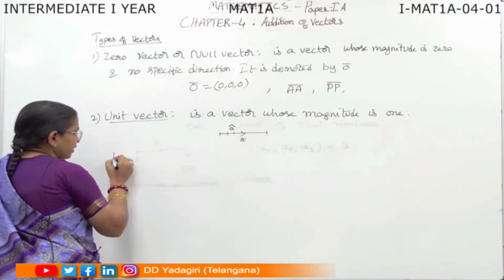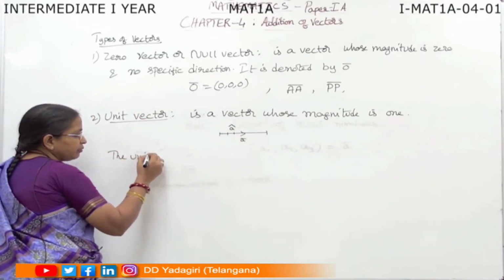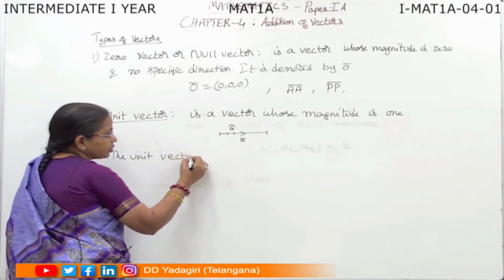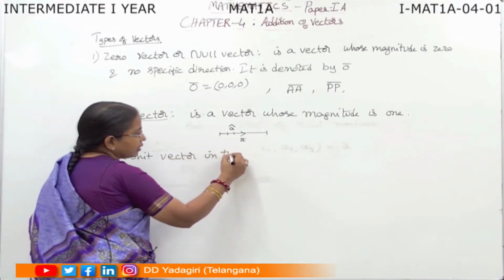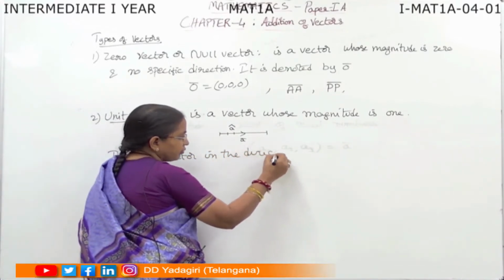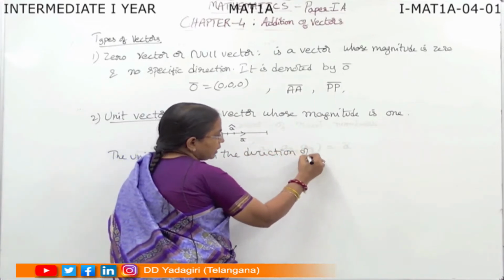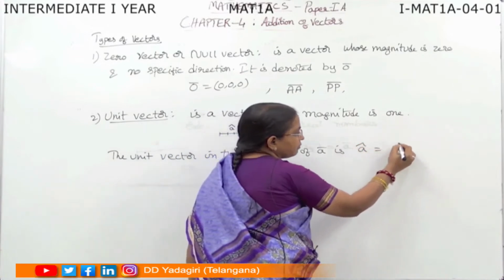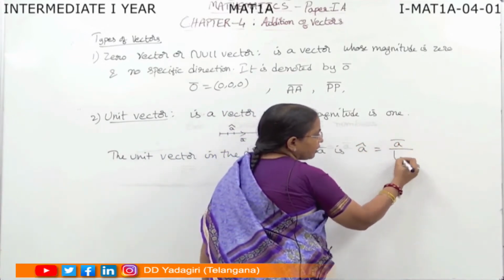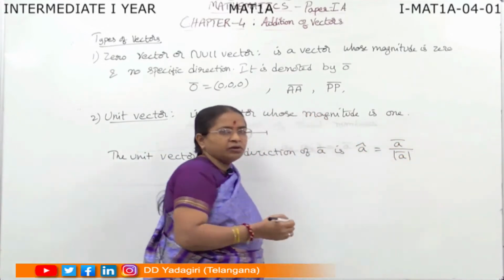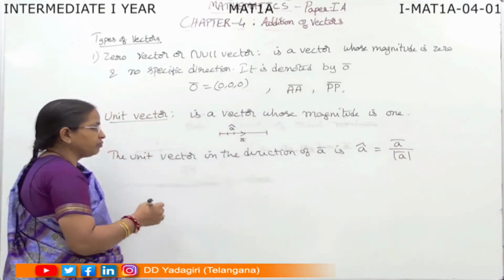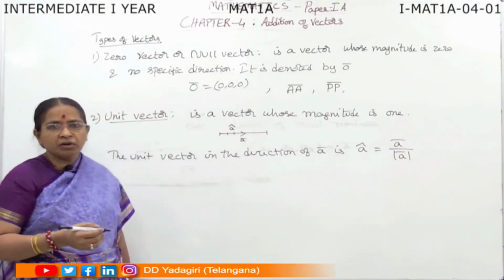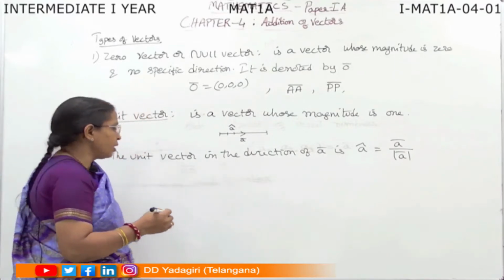Now the unit vector in the direction of A is denoted by A cap and it is given by the definition A vector by mod A. Unit vector in the direction of A, A cap, is equal to A by mod A.